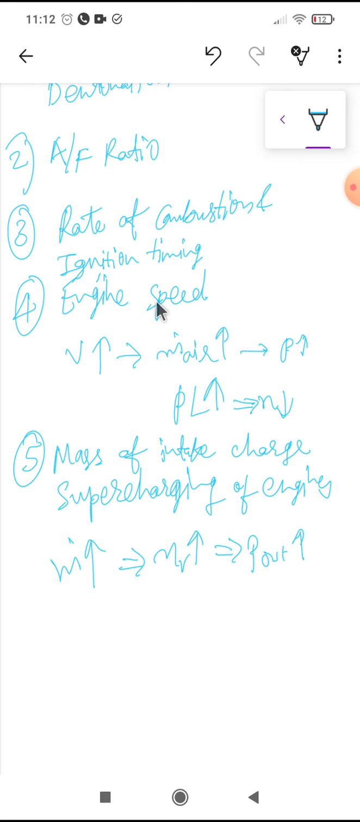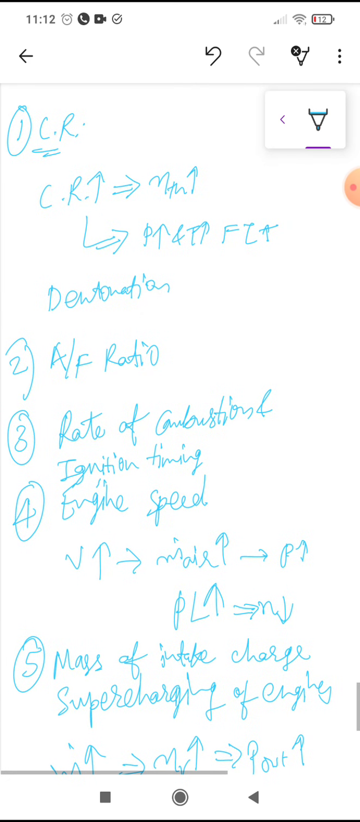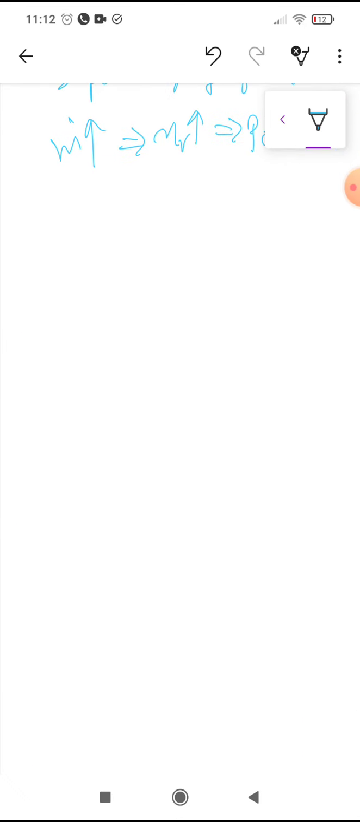So these were the five factors by which the engine is affected. We can increase the performance by knowing these five factors, and we can decrease the performance by not understanding them. So that is very much important. So, methods of improving engine performance.